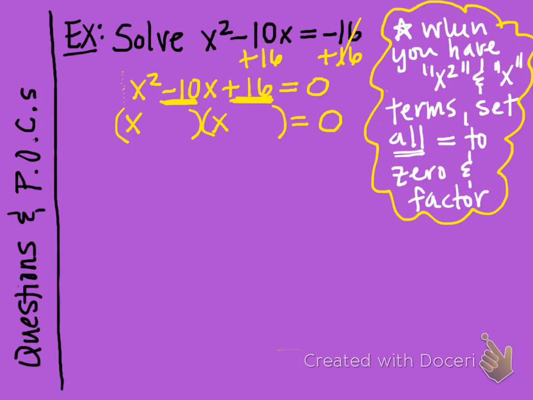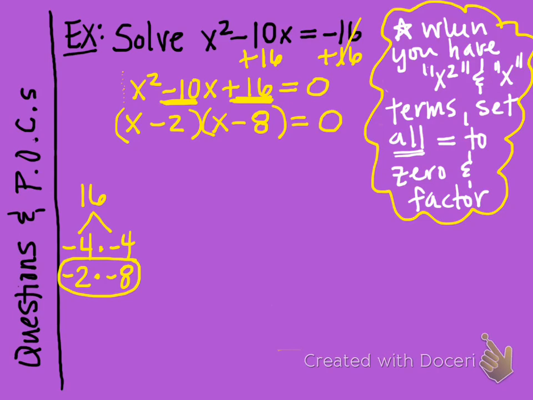You can list these off to the side if you need to. I can do negative 4 times negative 4. That adds to negative 8, so that's not going to work. I could do negative 2 times negative 8. That'll work. Those 2 add up to negative 10. So I'm just going to put those 2 numbers in my parentheses after the x's. I can put them in either parentheses since they both have x.